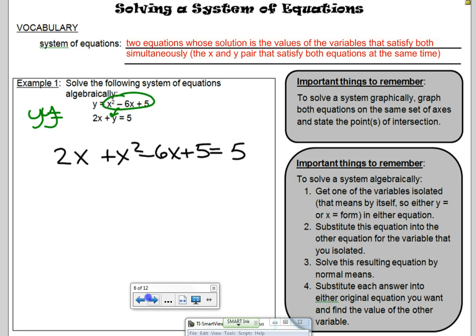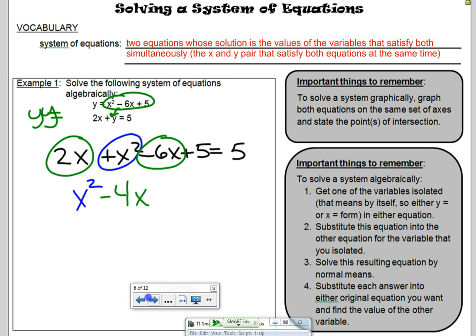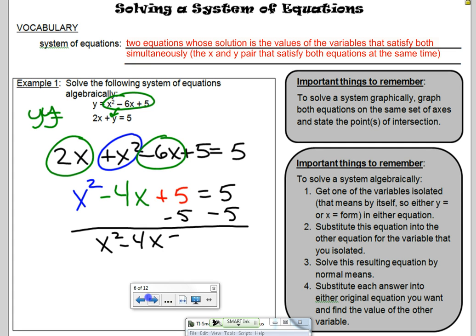So now I'm going to combine like terms. And let's see, I have an x squared. Then I have a 2x and a -6x, which is -4x. And then I have a +5 equals 5. So I have a quadratic. I'm going to get it into equals 0 form by subtracting the 5 over. And I get x squared minus 4x equals 0.